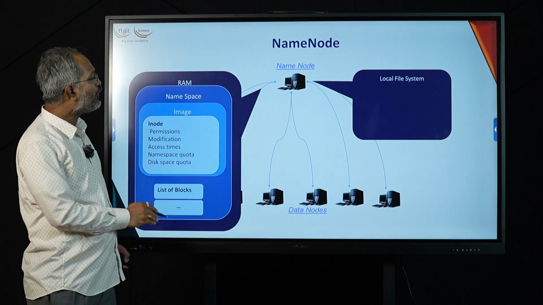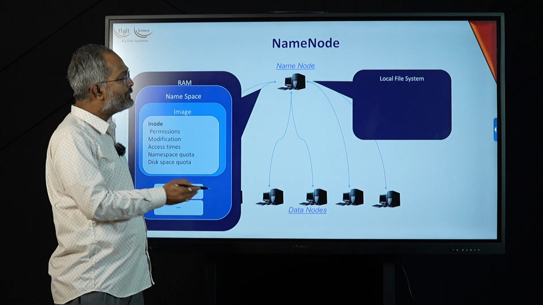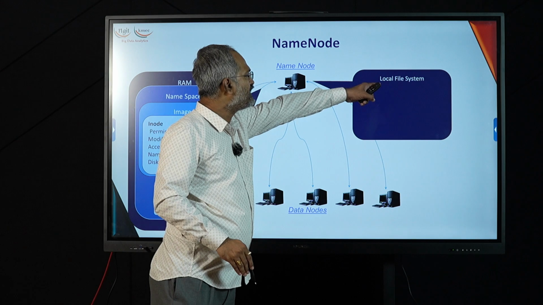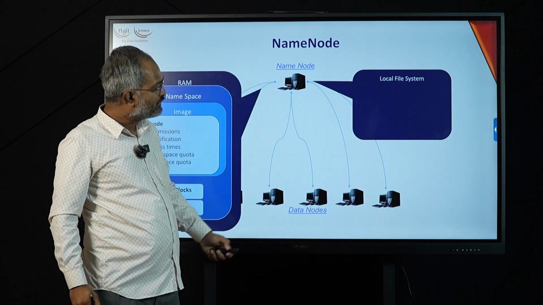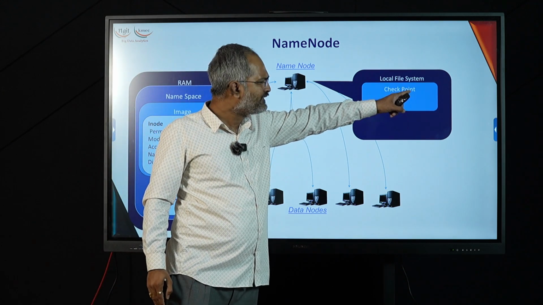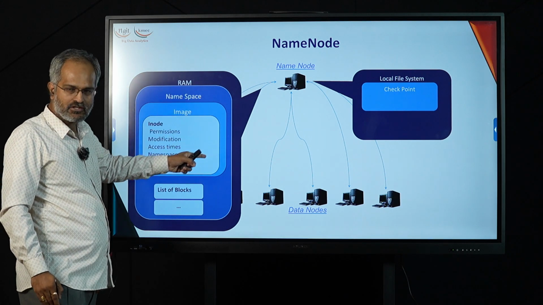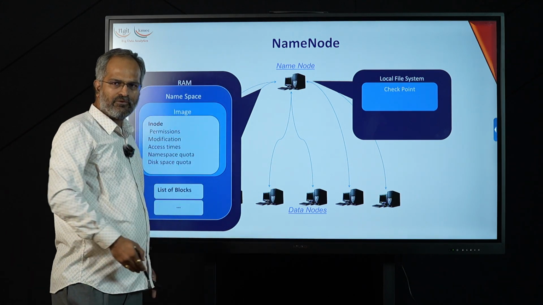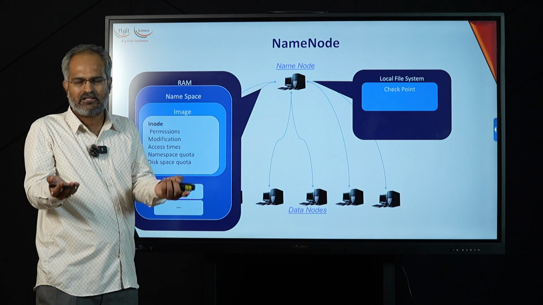Now, how can we start this name node? Whenever you start the name node, what will happen? Before discussing that, what does it maintain on the local file system of the name node? In the local file system, it will maintain the checkpoint. What is the checkpoint? That is the persistent state of the image. Here this is the RAM. Whenever you switch off the machine, the RAM will be cleared. You will not have anything.